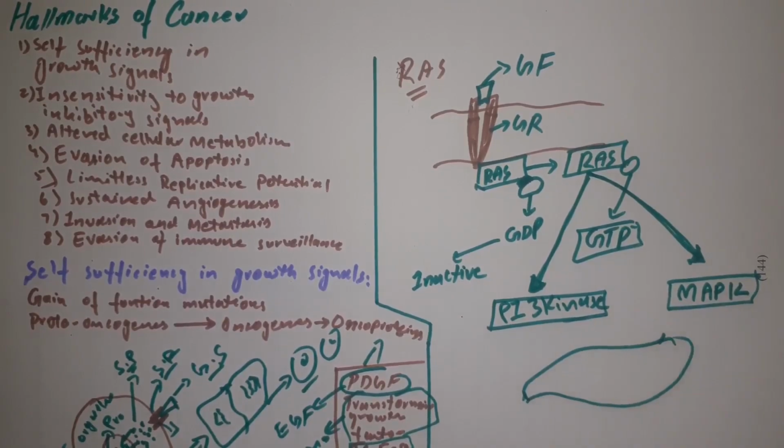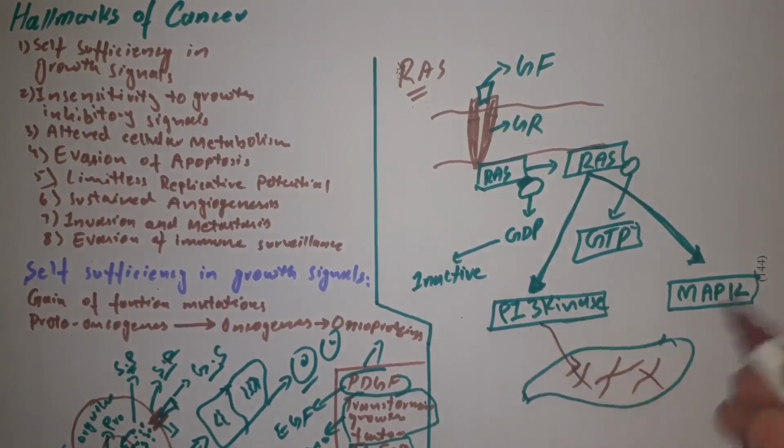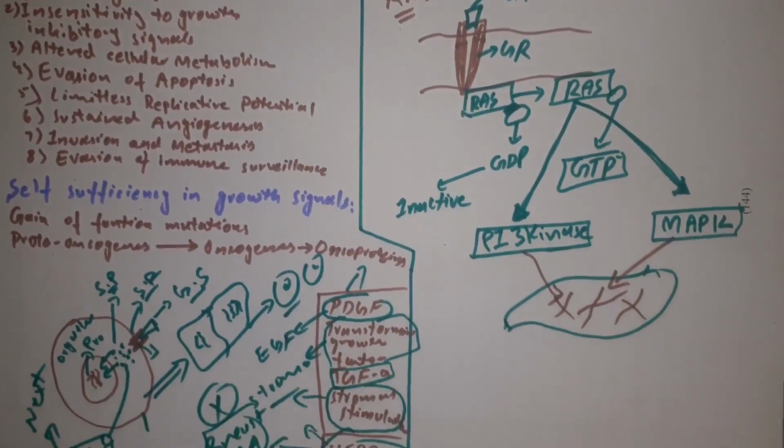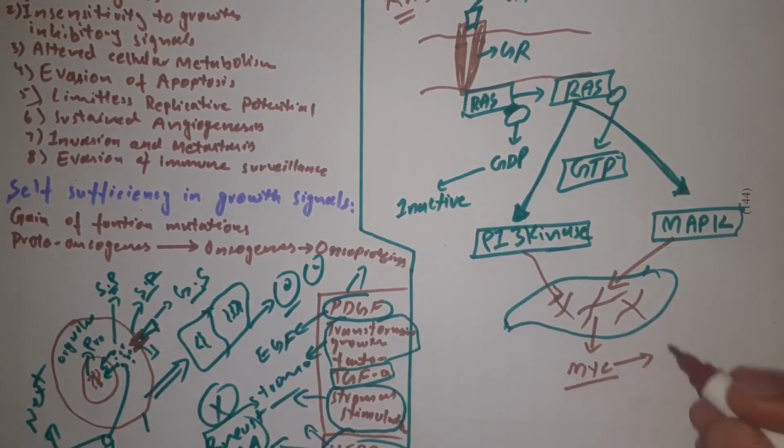It should be drawn rounded, and here are the chromosomes. These pathways lead to the formation of a transcription factor, and this transcription factor moves to the DNA and leads to the transcription and translation of the MYC protein, and this in turn leads to increased cellular growth and increased cellular division. Okay, so this was the RAS pathway.